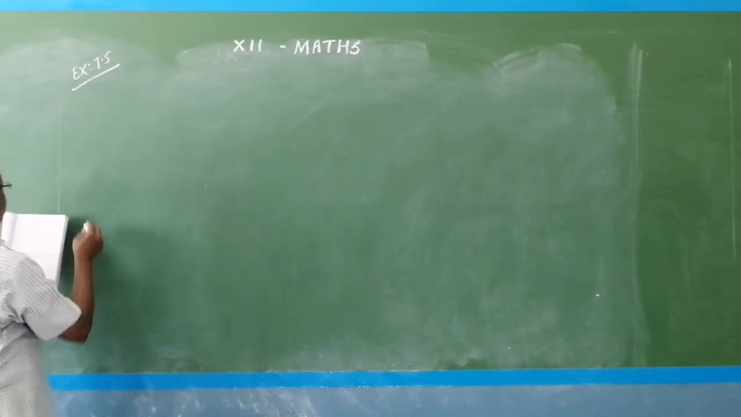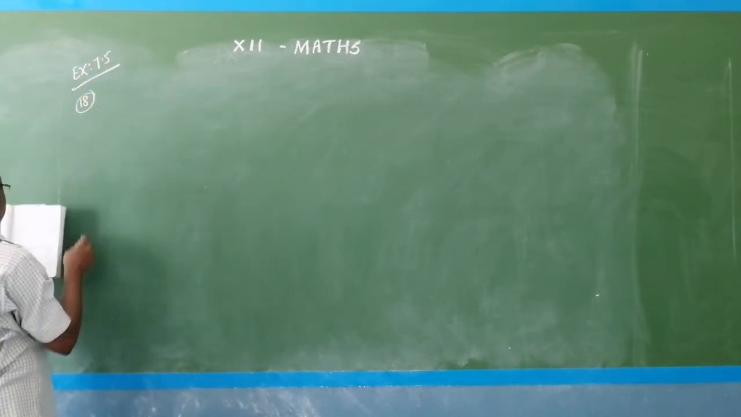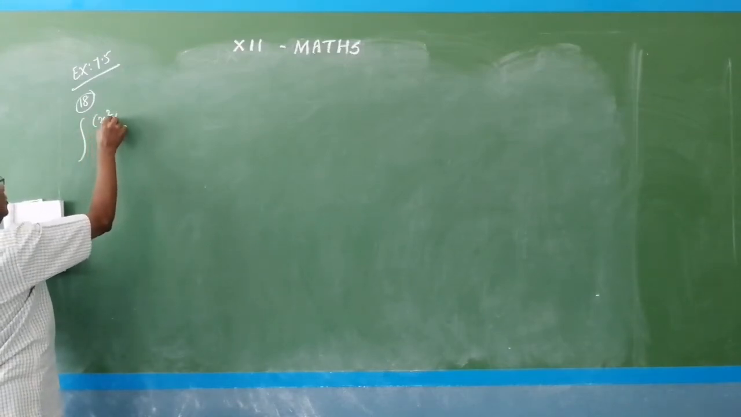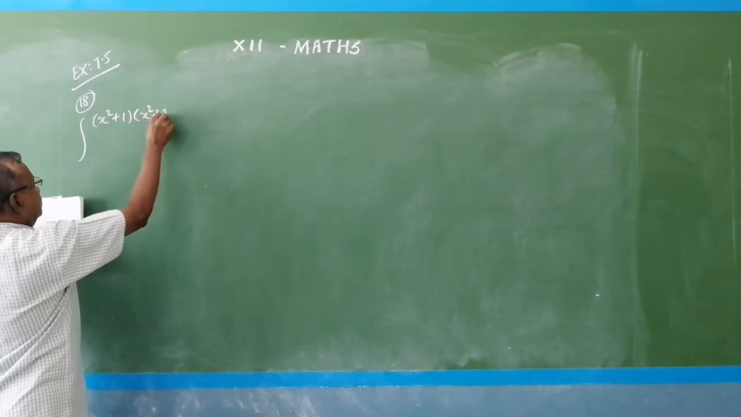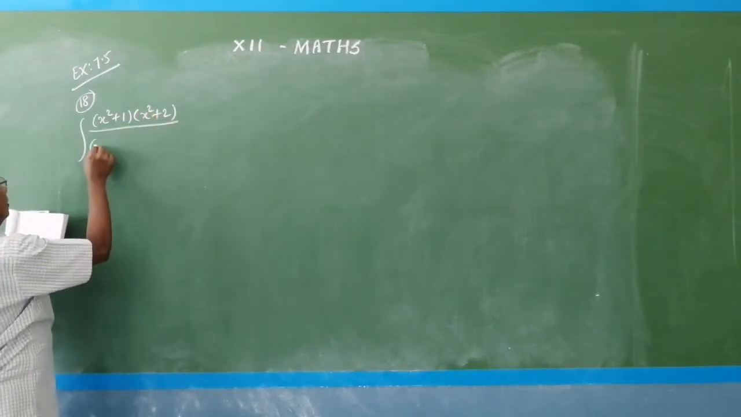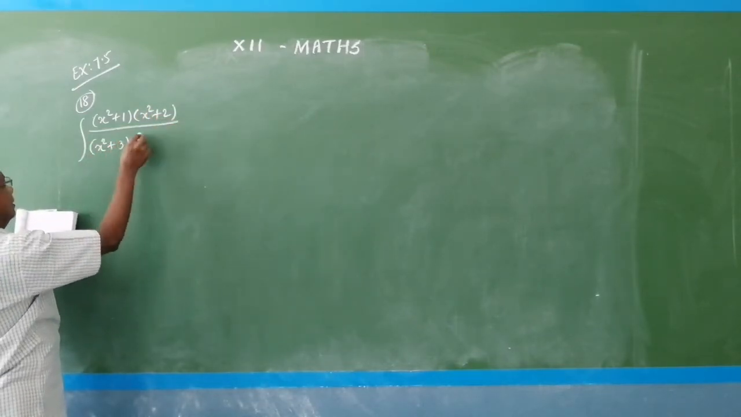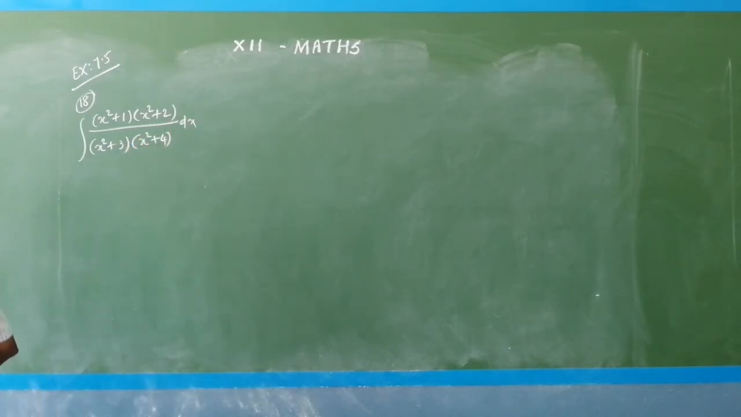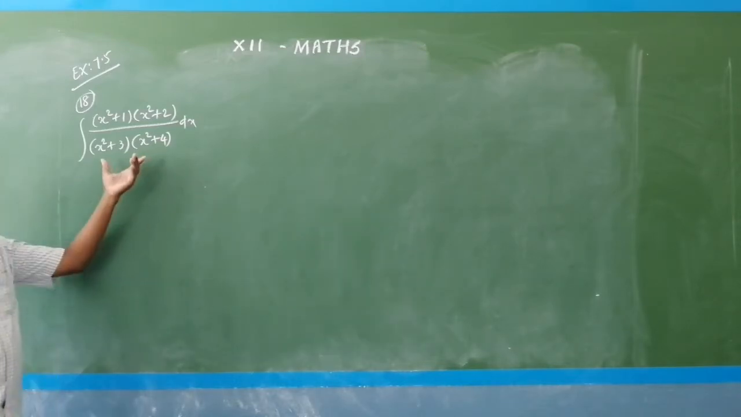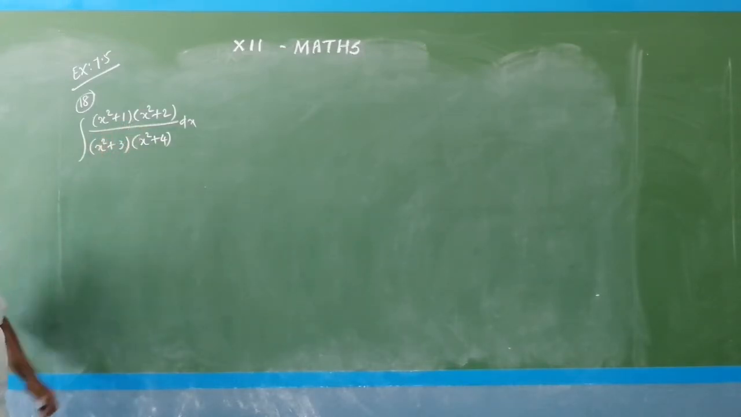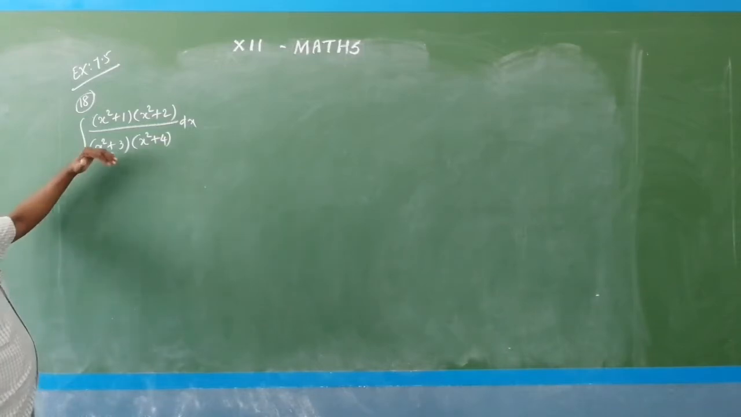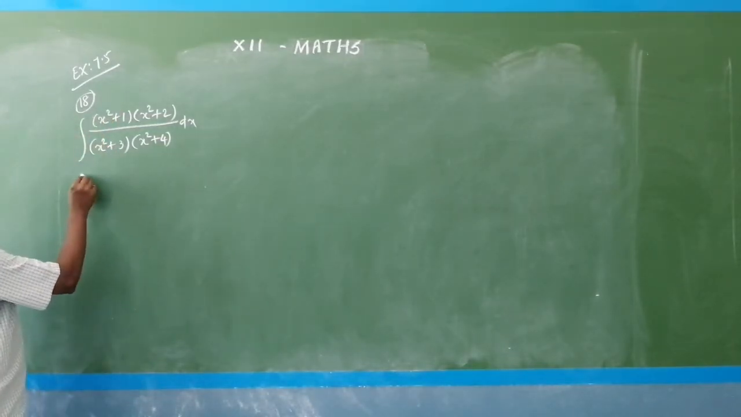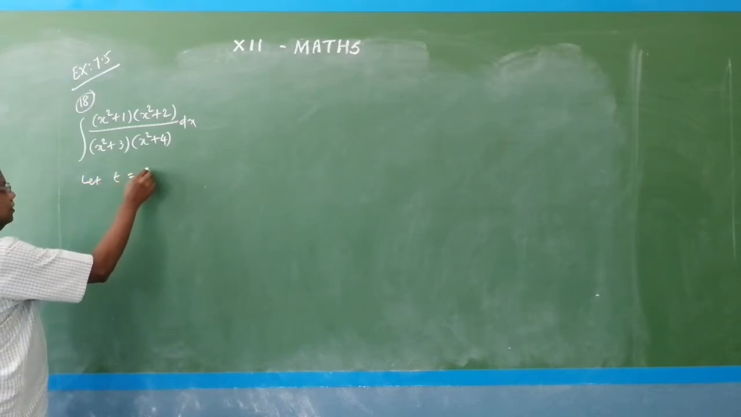7.5, question number 18. We are given to find the integral of (x square plus 1) into (x square plus 2) divided by (x square plus 3) into (x square plus 4) dx. Before integrating, this is a complicated rational expression and we need to substitute. So before integrating this, let us modify it, that is, let t equal to x square.